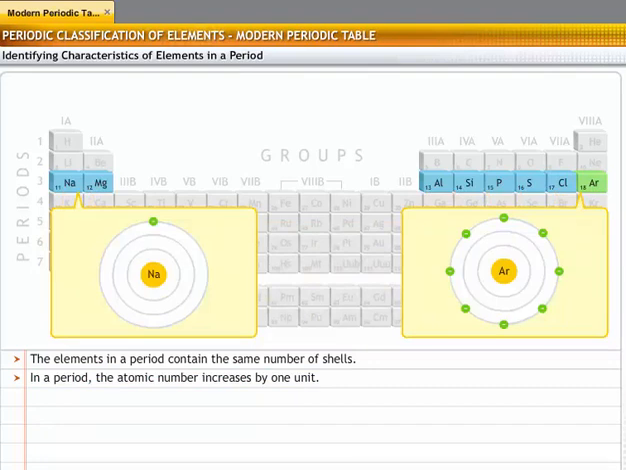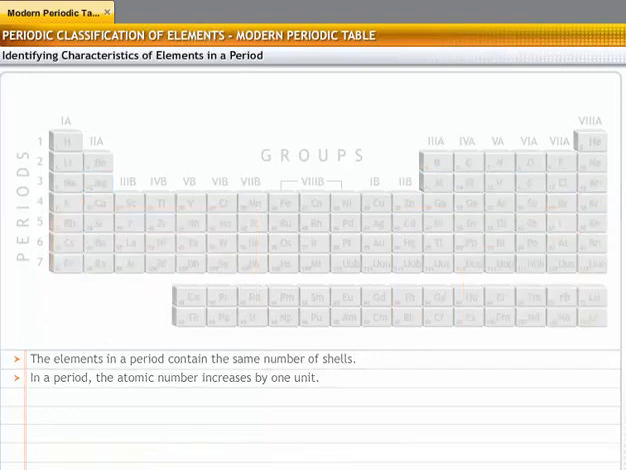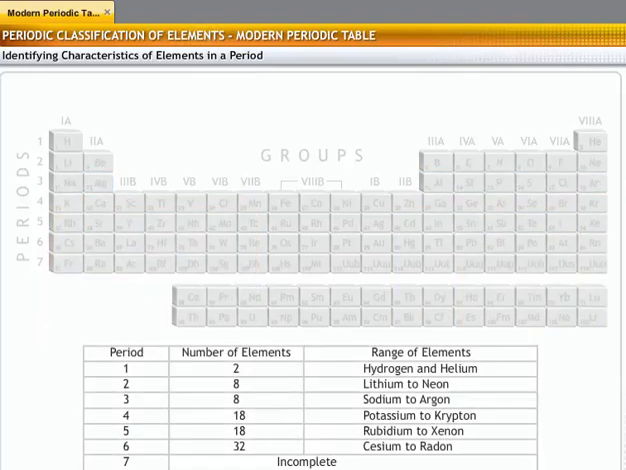Consider the example of the elements in period 3, which have 3 shells, K, L, and M. The third shell starts getting filled as we move from left to right in the period. Thus, the first element in this period, sodium, has 1 electron in its valence shell, while the last element, argon, has 8 electrons in its valence shell. Let's take a look at the basic characteristics of each period in the table.